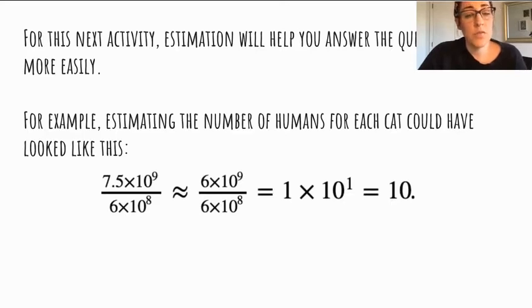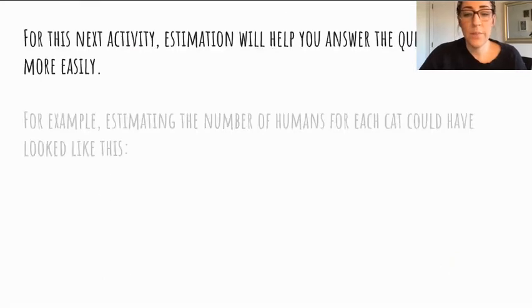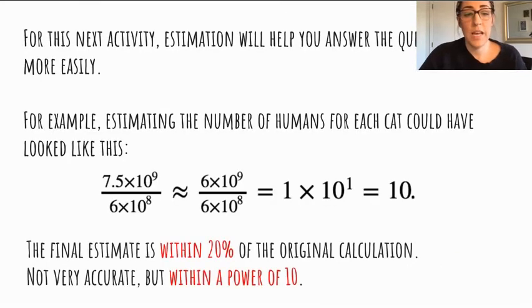Then you would have just had to focus on the second factors of 10 to the 9th and 10 to the 8th being 10 to the 1st, which is equal to 10. So in comparison, our first one was 12.5 compared to 10. Now the final estimate is within 20% of the original calculation. It's not very accurate, but it is within a power of 10.